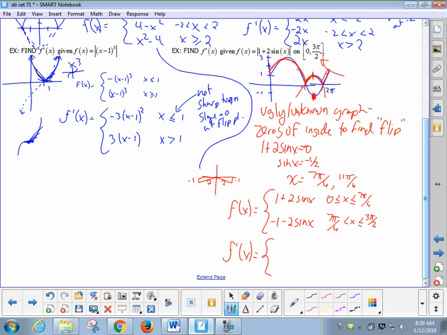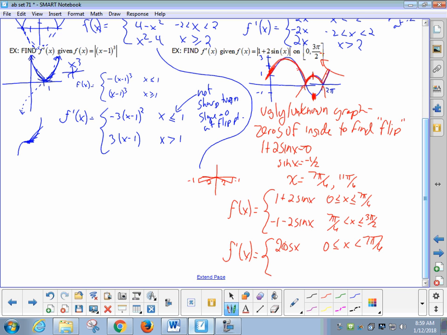The first piece, what's the derivative? 2 cosine of x. And what about the domain here? Shall I now include, actually, let's start with 0. Does the derivative exist at 0? Still. Yeah, it's still there. It's smooth there, so we're cool. But what about at 7 pi over 6? No, that's a sharp turn, so do not include it now.